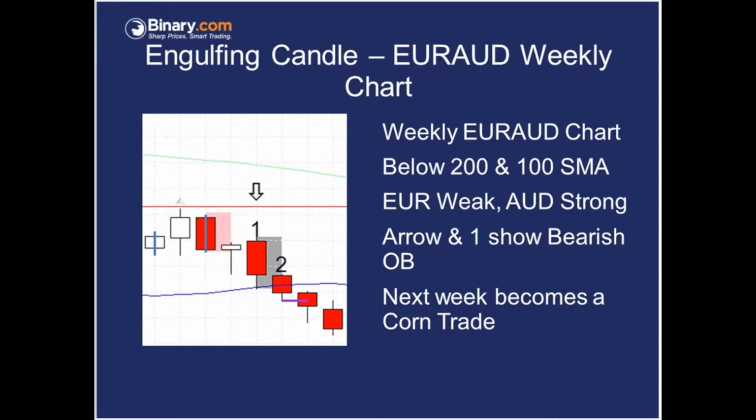These are some examples on the Euro Aussie. On the weekly, Euro Aussie price is below the 200 and 100. It's been in a downtrend after a little bit of a pullback. The Euro is weak, the Aussie strong, and then invariably we have a bearish engulfing candle. Next week it becomes a corn trade, so there's effectively a no touch placed above the engulfing candle, looking for it to run for a few weeks into the future. Don't worry, you're about to learn what a corn trade is.